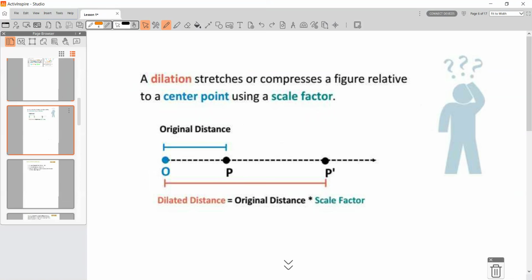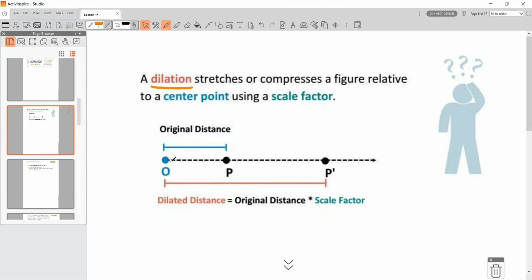Okay, then let's actually look at what a dilation is. So a dilation is a motion, not a rigid motion because it's going to change the size. So when we stretch something, we call that a dilation. So a dilation stretches or compresses, so it can make a figure bigger or smaller, relative to a center point. So there's always a point that it's getting closer to or further away from, and that's the center point. And then we use the scale factor to do that.